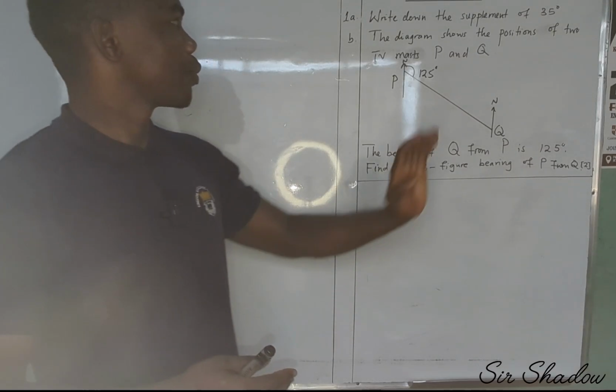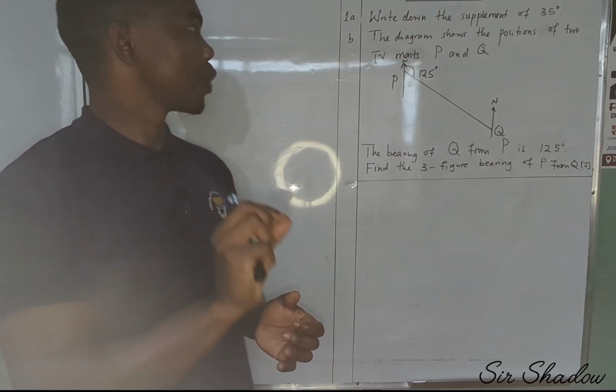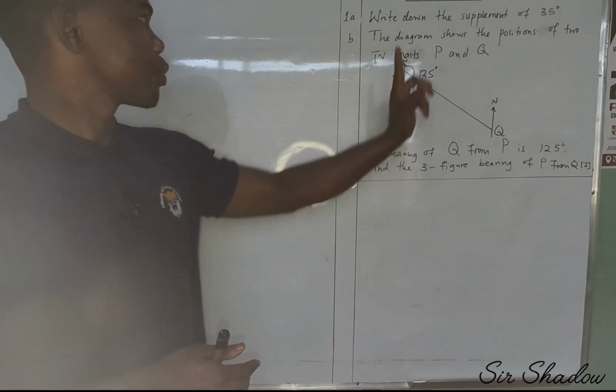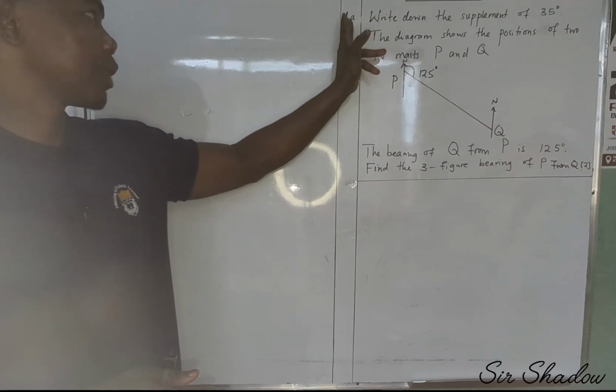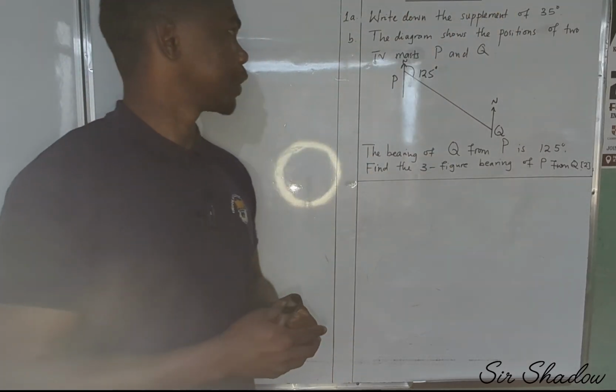All right. So we are given a question based on bearing. Bearing is one of our topics in O level mathematics. We are given this question under bearing. The first part, 1A: write down the supplement of 35 degrees.